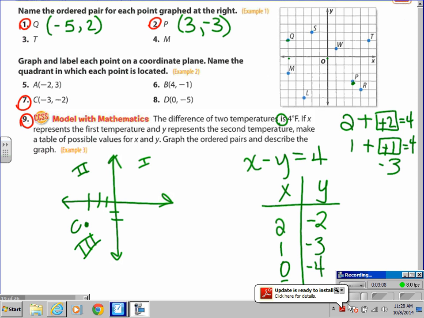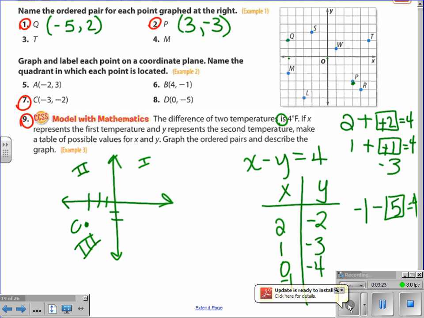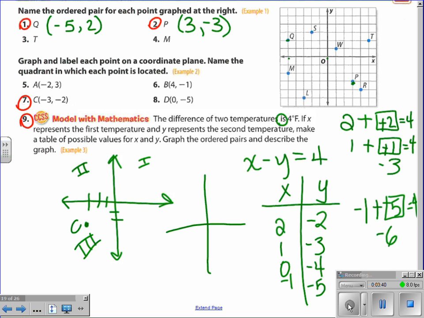One last one. What about if I did a negative 1? So negative 1 minus what is going to give me a positive 4? What do you think? 5. Okay, 5. Positive or negative? Positive. So leave, change, opposite. This gives me a negative 6. Positive. Negative. It would be a negative 5. Yes, it's supposed to be a negative. There you go. Then we're going to graph this out.